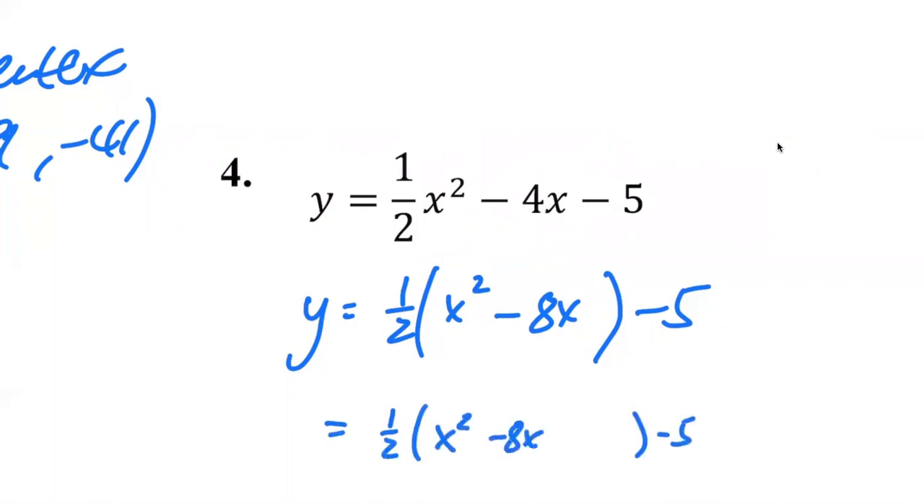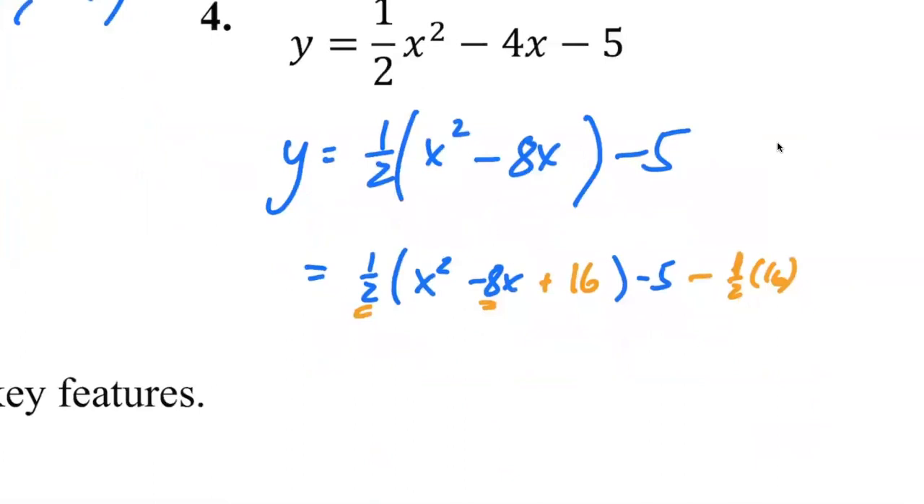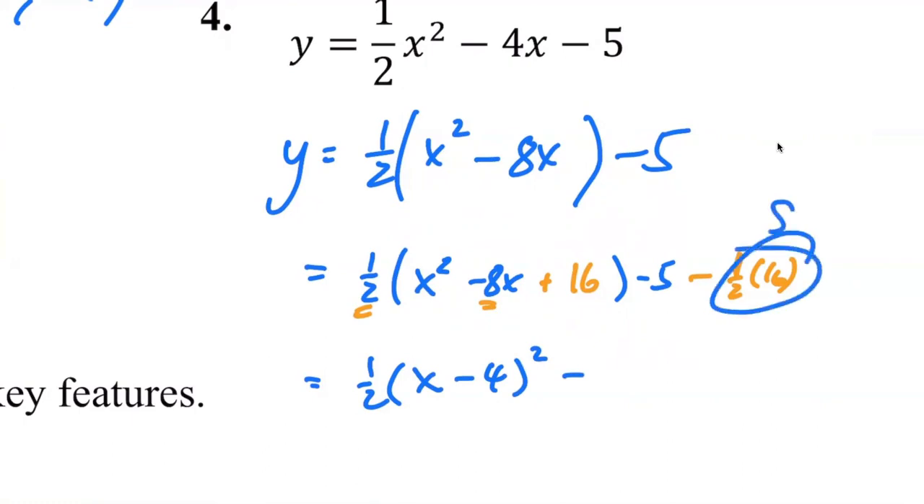Then, of course, you add a number. You divide this by 2, that will be 4, and square it, get 16. So you add 16, and then you've got to subtract 1/2 times 16. Don't forget there's a 1/2 outside of the parentheses. So your final equation would be 1/2 times (x minus 4) squared, and then a minus 8, because 16 times 1/2 is 8. So -5 minus 8 would be minus 13. Your vertex, if you're being asked, is 4 comma -13.